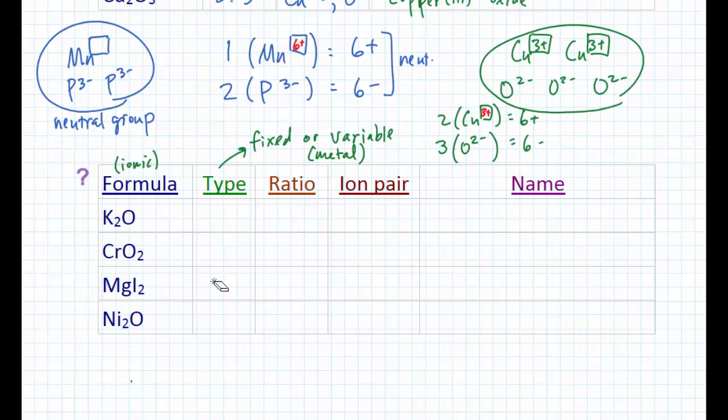In that first column down, you should be writing fixed or variable. Or you could write F or V or something if you want to abbreviate it. Only the variable ones will have Roman numerals. The fixed ones, those are the ones we did before the exam. Those are just like sodium chloride or something like that.